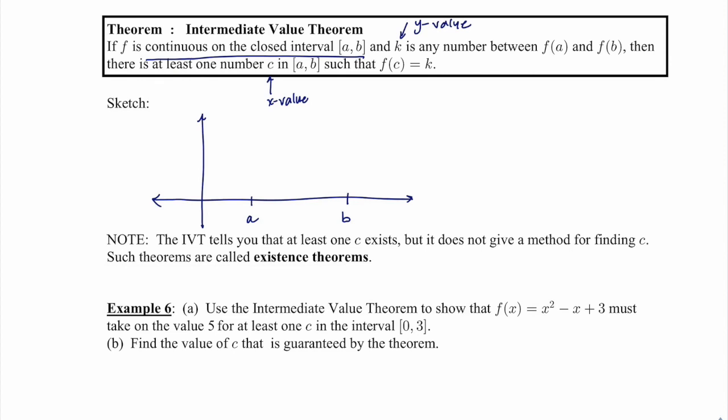And our function is continuous on that interval. So I'm going to put f of A here and f of B here. And all I know is that I can get between those two without lifting my pencil. And they say k then is any number, so we pick some number between f of A and f of B. And we'll call that k.